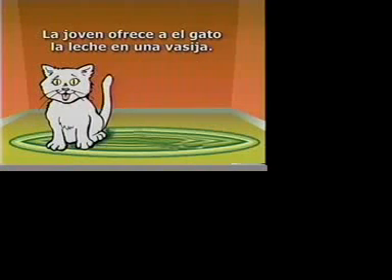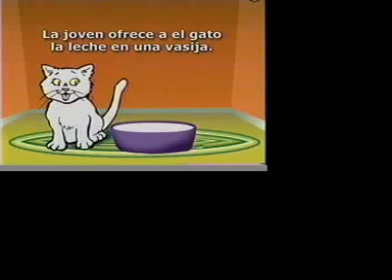Just remember, to find the direct object of a sentence, ask who or what is receiving the action. And to find the indirect object, ask to or for whom or what. And when you're dealing with a preposition, use the preposition itself to make a question, and the answer will be an object of the preposition. Let's do one more sentence in Spanish just to make sure you have the hang of it. La joven ofrece al gato la leche en una vasija. The young person offers the cat milk in a bowl.